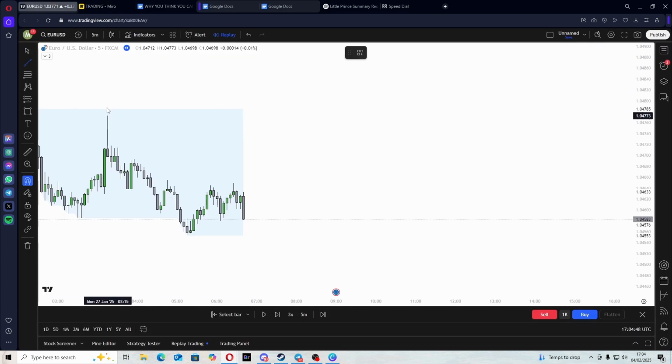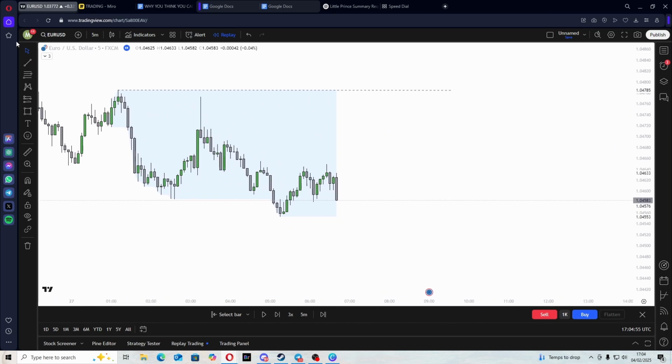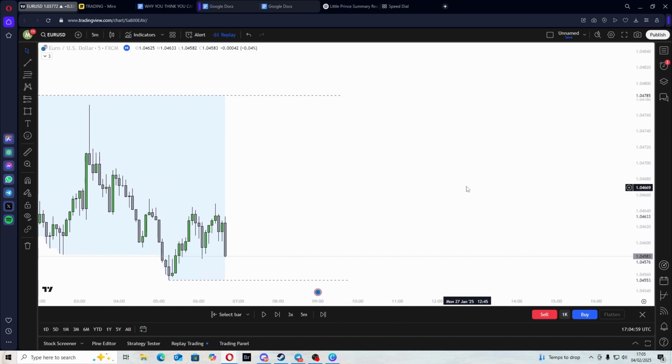So what I'm going to do right now, this is going to be the highs anywhere around here. You can see it from all the way here. This will actually be the highs of Asian session, and we're going to mark out the lows really quickly. So this will be the lows right here. Okay, so we've got the lows and the highs completely marked out.